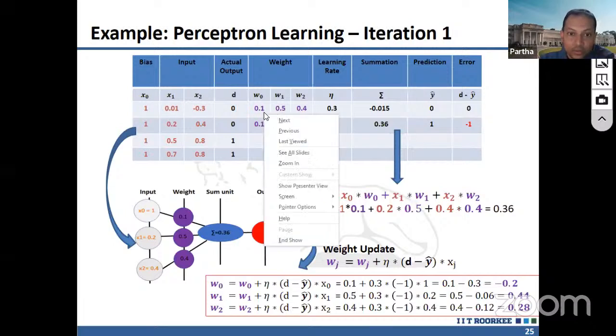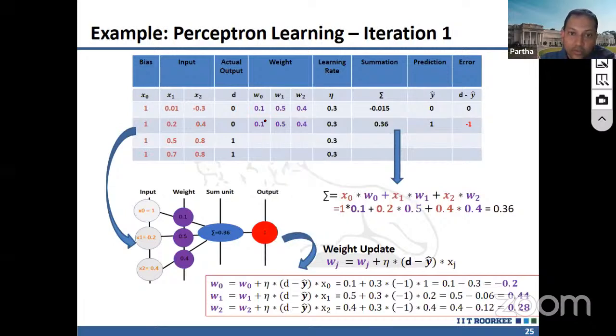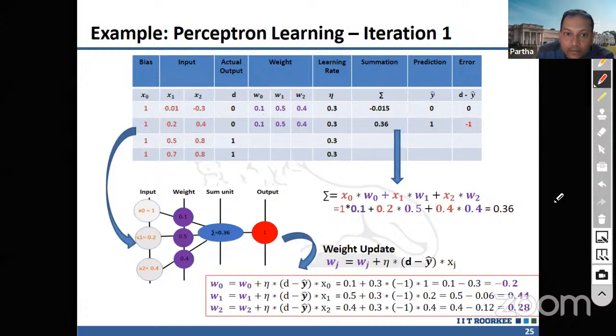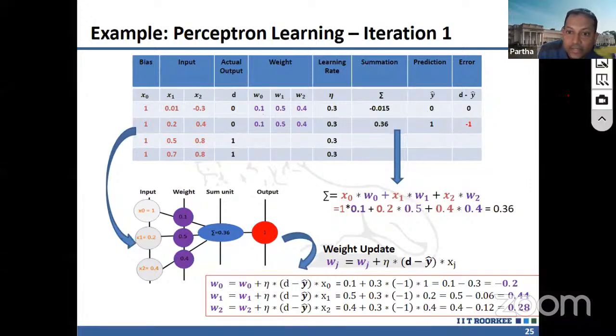W0 is 0.5, 1, 0.5, 0.4. These are remaining the same. Now I'm just multiplying with X0, X1, X2. If we multiply, this comes as 0.36 and it is positive. So my prediction is 1, whereas my ground truth is 0. That means this is wrong. So what to do? There is an error. 0 minus 1 means -1. So I need to change.